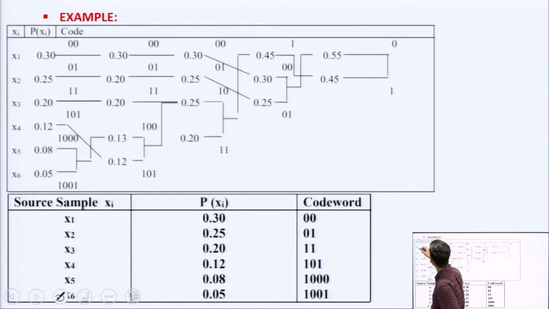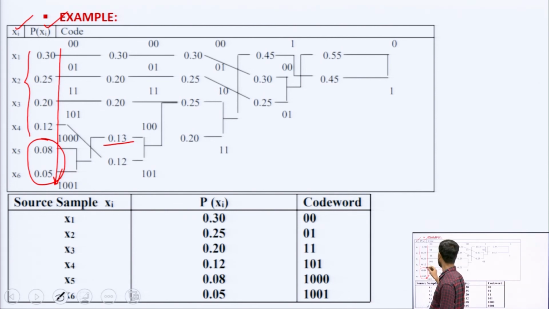So we have given xi and p of xi. We will see what is happening. First we arrange in decreasing order, then add the two lowest probabilities, so it would be 0.13, and we have the rest of these. We can see that 0.12 is less as compared to 0.13, so we have to shuffle them, swapping so it goes 0.12 and then 0.13. Now the rest of these are 0.35, 0.25, 0.30, 0.25 and 0.20.